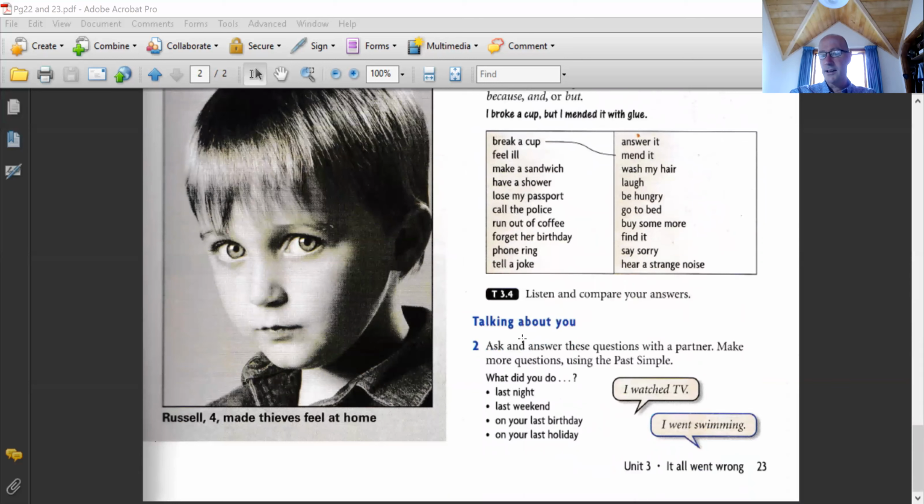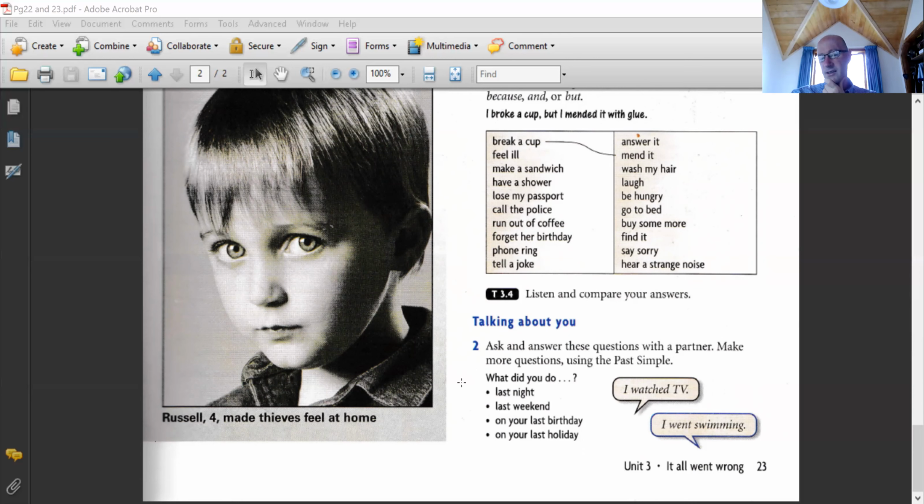Right, and the last part, talking about you. So next week in class, we're going to ask questions and give answers. But first, we're going to need to make the questions. So, what did you do? Okay, so that's not too hard, is it? Because we just have to add these on the end. What did you do last night? What did you do last weekend?